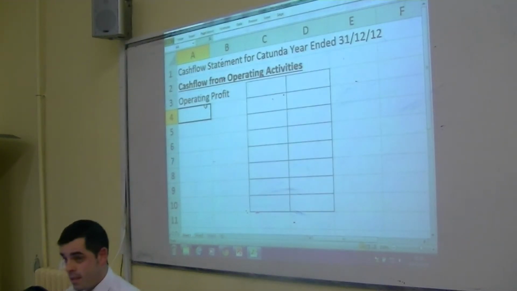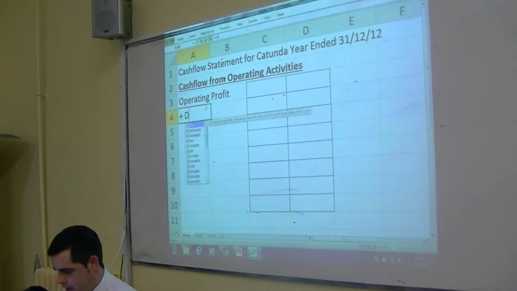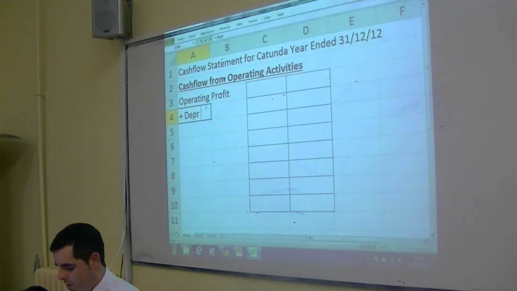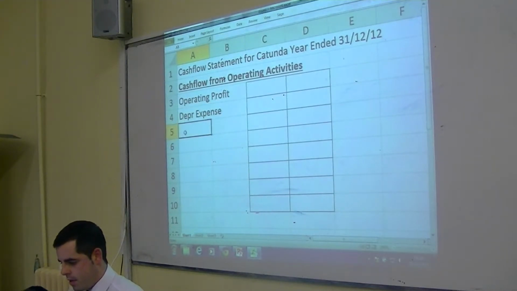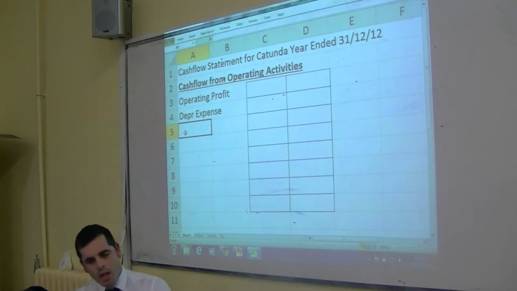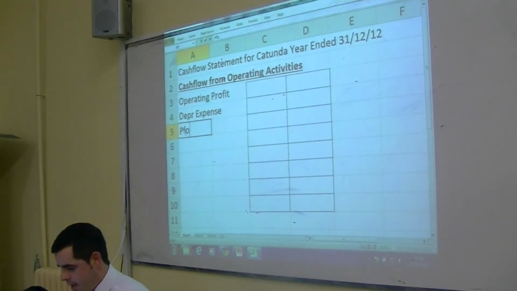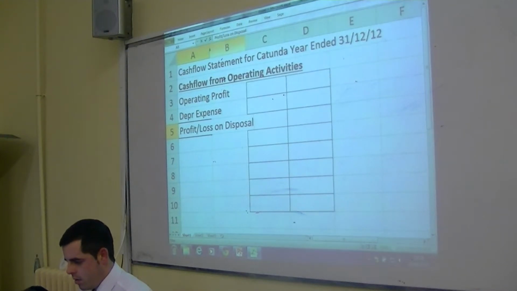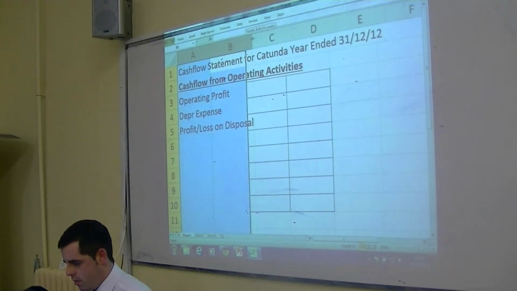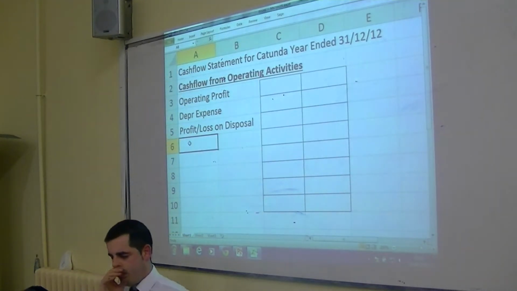There's going to be depreciation in every question, so we're going to be adding depreciation. Normally they just tell you what that is, so that's our depreciation expense. The next thing would be profit or loss on disposal. If you're writing profit or loss, it's only one of them, but there'll definitely be a profit or loss on disposal.